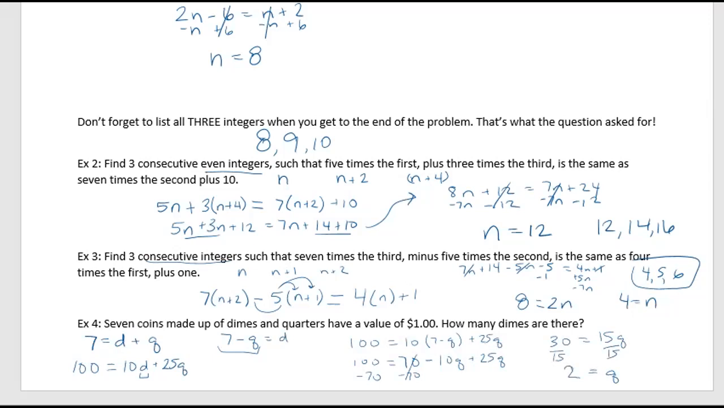If I have 2 quarters and 7 total, then I must have 5 dimes. Let's double check that that would equal a whole dollar. 2 quarters is 25 cents, and 5 dimes, whoops, I'm sorry. 25 cents times 2, which is 50 cents. And then 5 dimes would be 5 times 10 cents, which is another 50 cents. And that together is equal to a whole dollar.